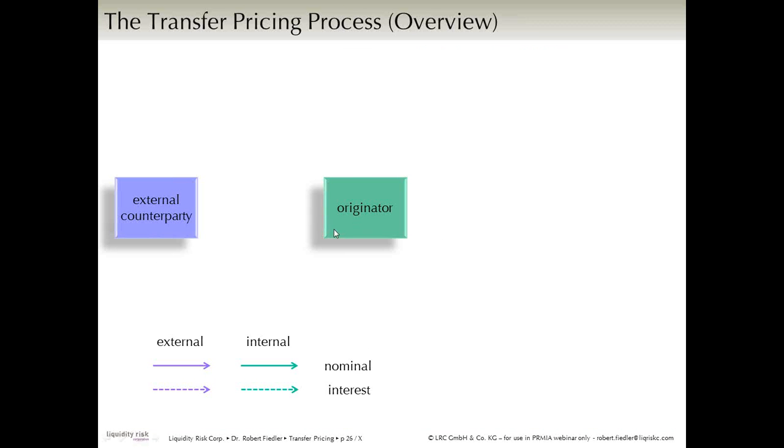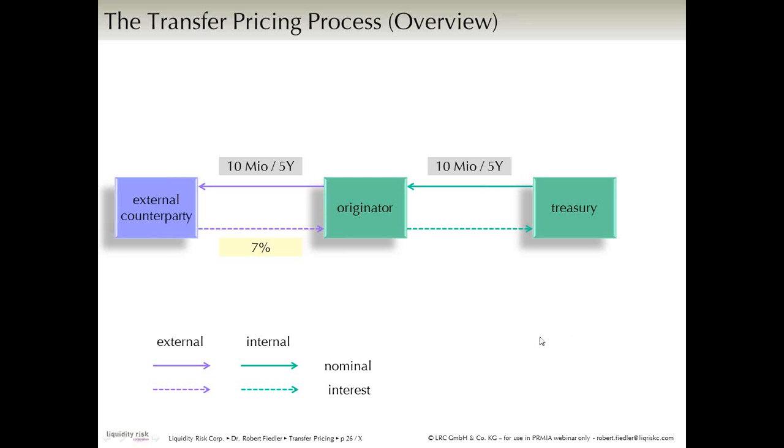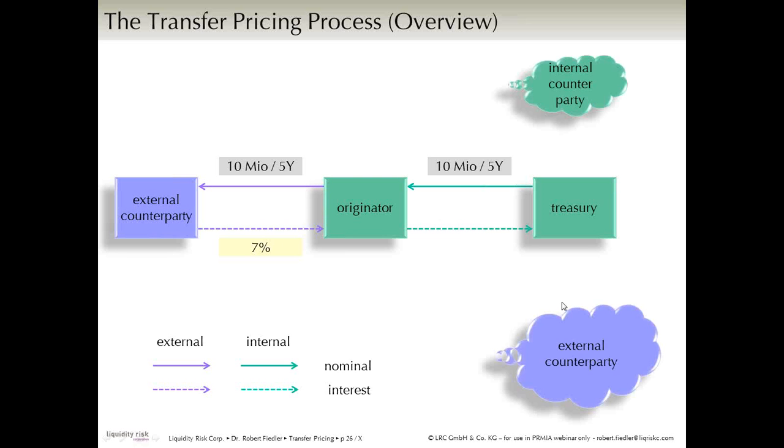So just look at it. We have the external counterparty. We have the originator who wants to give a 10 million loan and will receive 7%. Now he asks his Treasury, how can I refinance that? The Treasury has the possibility to either go into internal funds, ask an internal counterparty to give the cash, or go to the market outside. Depending on that, it might get different rates.